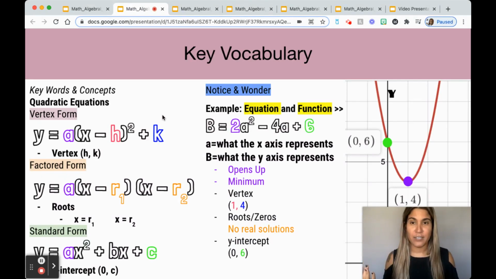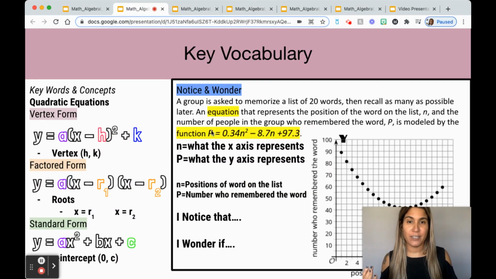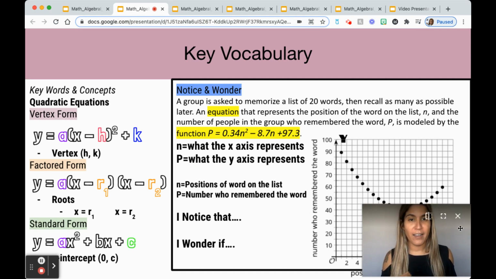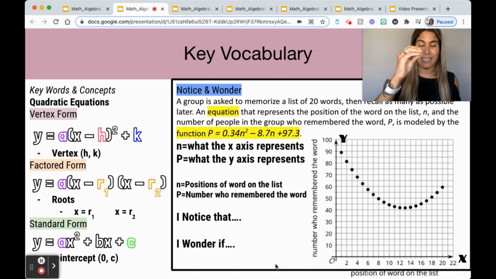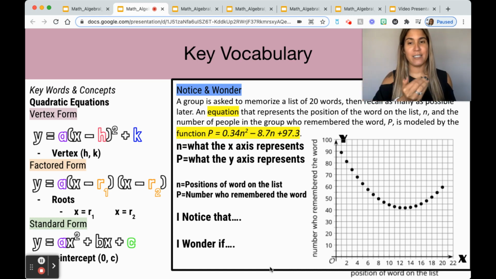If you need an organizer for the launch, this organizer will be provided where students can notice and wonder by marking through and also looking at, oh, N equals what the x-axis represents, P equals what the y-axis represents. N, so we go ahead and focus on N is the positions of words on the list. P is the number who remembered that word. So making them really see, like, when I'm talking about this is what I mean.